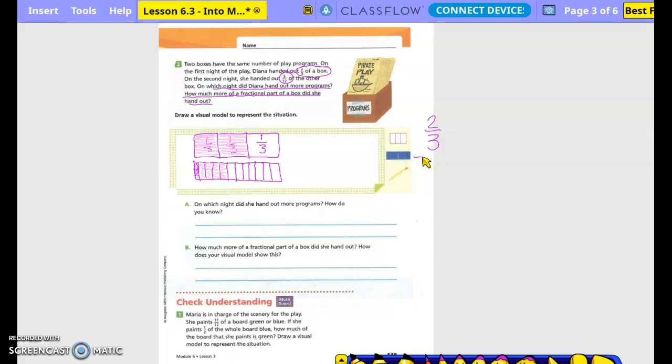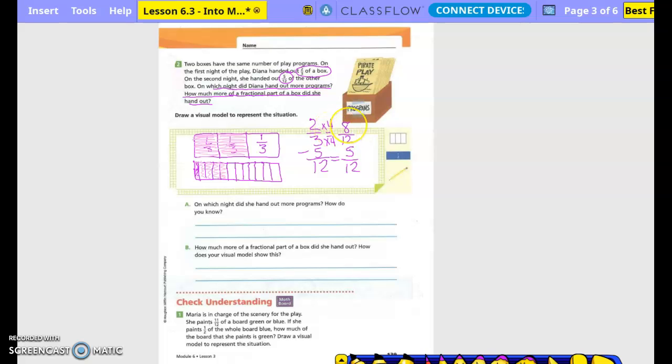minus what? 5/12. And actually, you guys don't have this much room on your paper, so just move it over here. Okay, so 2/3 minus 5/12. And we said our common denominator was going to be what? 12. So does the bottom one have to be changed? No, it is 12. Now the top one has to be 12 though, right? Okay, so how do I get from 3 to 12? Times 4. So what I do on the bottom, I do on the top.